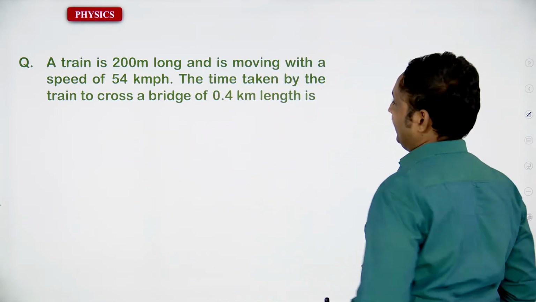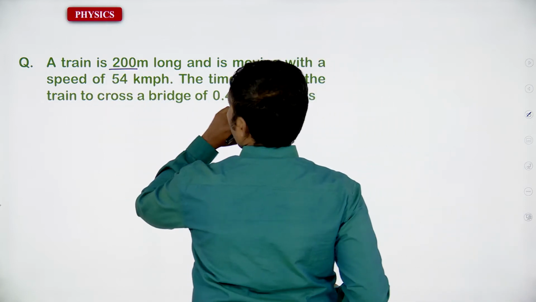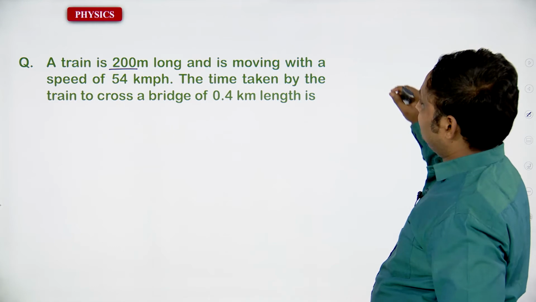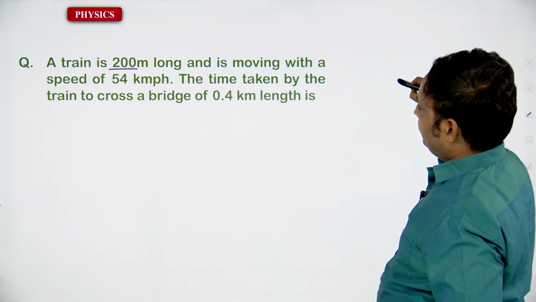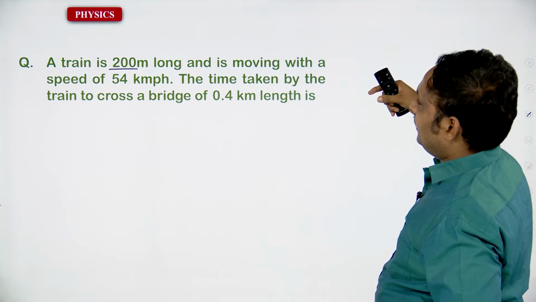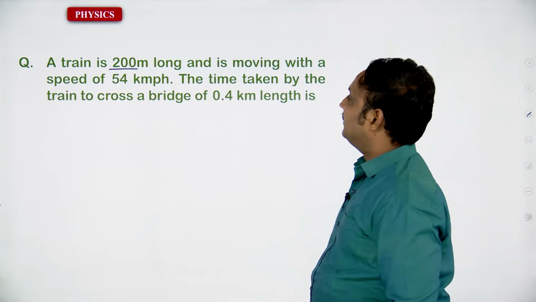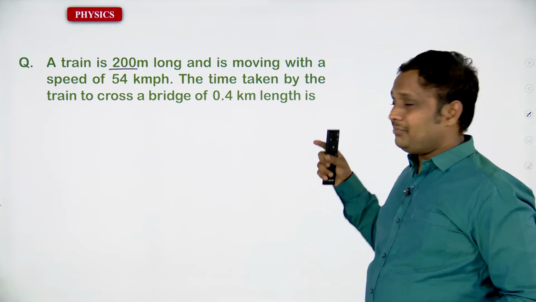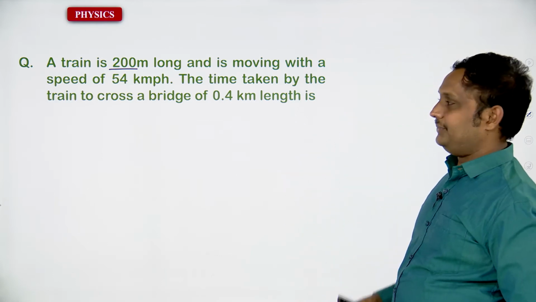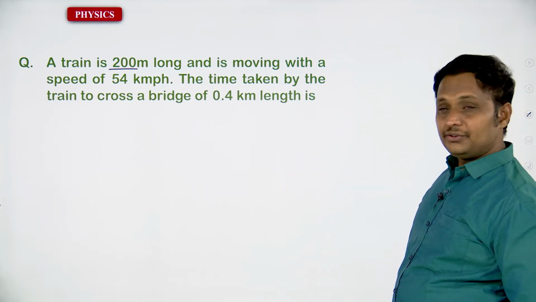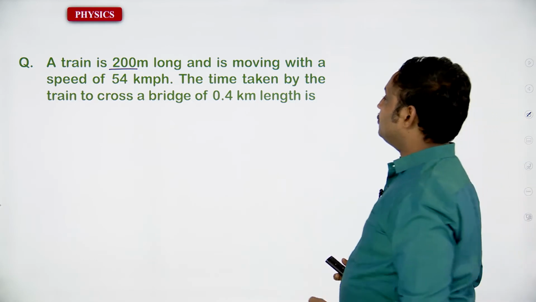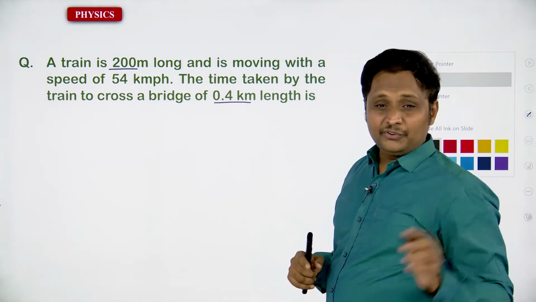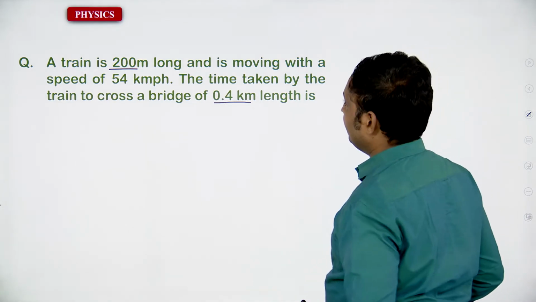A train is moving along one direction. Let's assume that it has a speed of 54 kilometer per hour. The time taken by the train to cross a bridge of 0.4 kilometer.